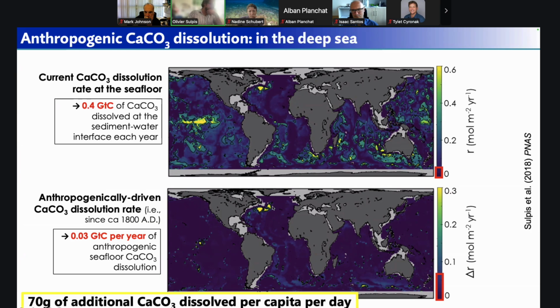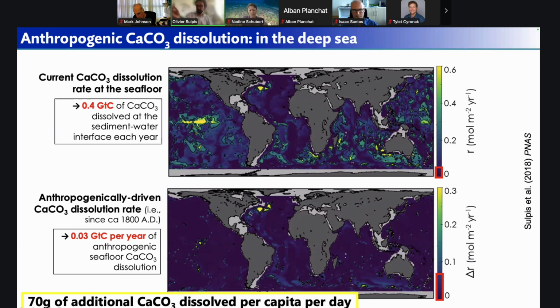So we see that the anthropogenic dissolution mostly occurs here in the North Atlantic, because that's where we have a lot of waters that are young. They are a few decades old, and they go around Newfoundland here. So they carry all kinds of anthropogenic pollutants, mostly CO2, and this causes the seafloor to dissolve in this area.